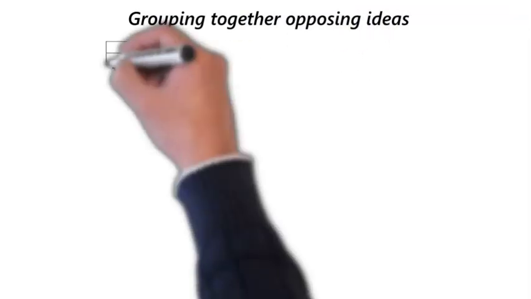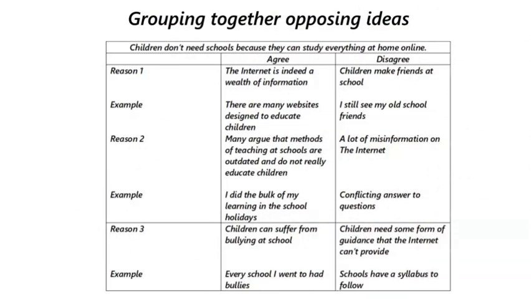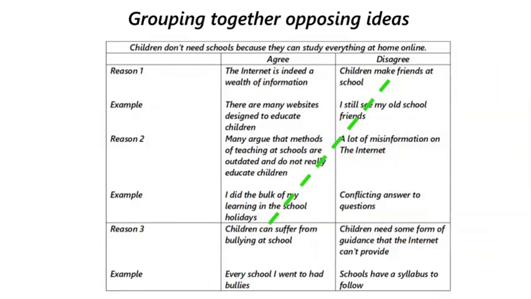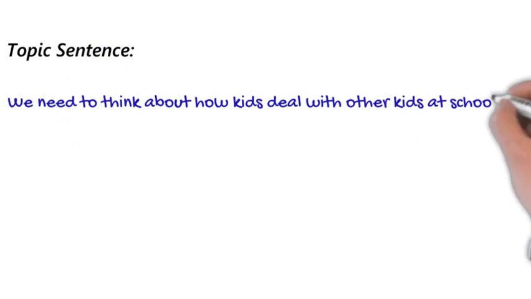I'll now cover how to write a main body paragraph when we group together a reason to disagree and a reason to agree in the same paragraph. If we take these two ideas, we can see that they are both connected to dealing with other people at school, positively and negatively. Therefore, the topic sentence should introduce this theme. In more formal English, we can say this.